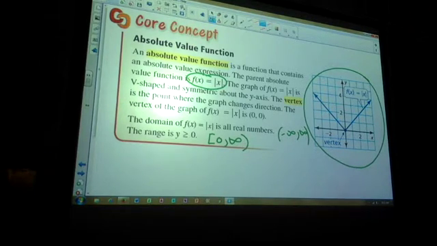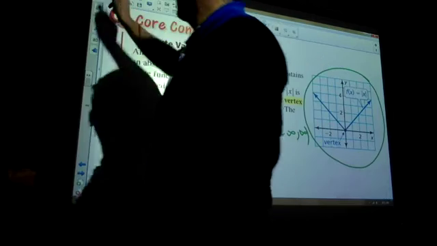Okay, so far all we really need to know is the parent function looks like the letter V. The domain is, I can plug any number into x and get a result out. But I'm not going to get anything smaller than 0. I'm not going to get any negative numbers. So remember, range goes up and down. Domain goes right and left. But we'll talk more about that.